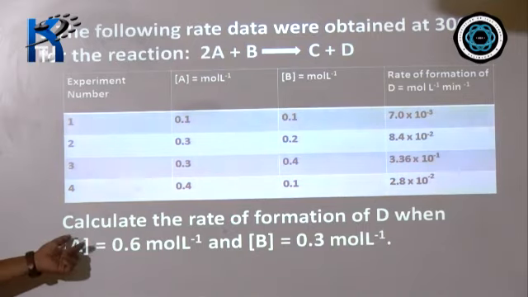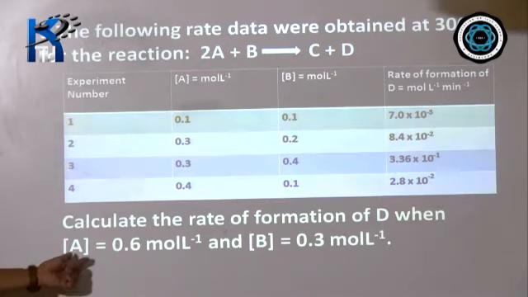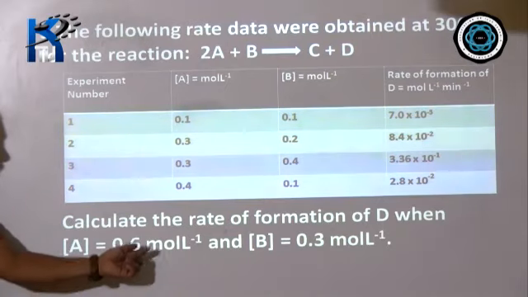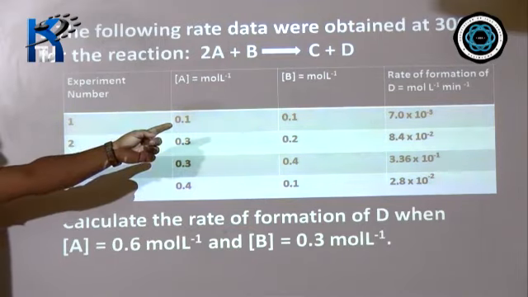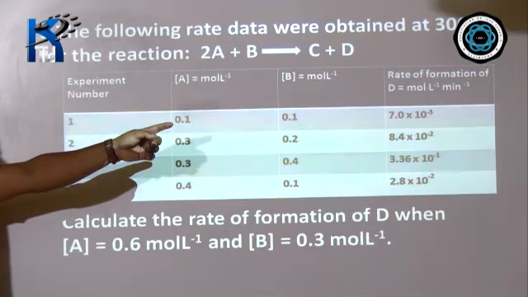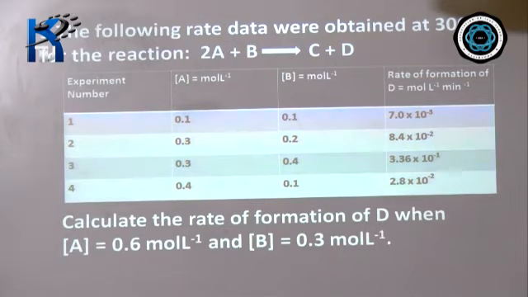Now what you have to do is calculate the rate of formation of D when the concentration of A is 0.6 and B is 0.3 mole liter inverse, and the unit of rate this time is given at the end, and that is mole liter inverse minute inverse. This sum is lengthy, but still don't lose hope. If you see this question nicely, this is a question of order, but they have not asked you to find the order. In the previous 2 sums, we found the order, even the rate law, even the rate constant, but in this sum, nothing has been asked of you.